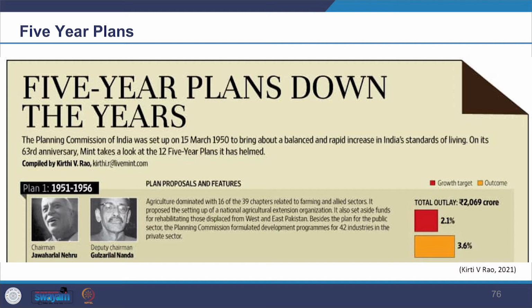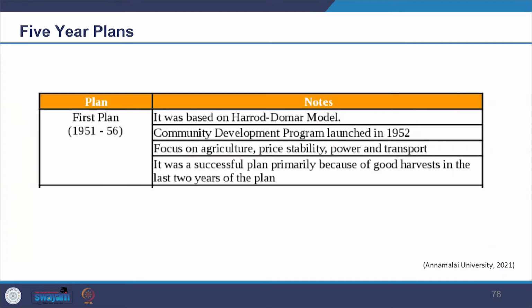The first 5-year period was from 1951 to 56, and the target growth was 2.1%, and the actual growth attained was 3.6%. The plan was a successful plan given favorable agriculture produce in 2 years of the plan. The plan was based on the Harrod-Domar model developed by Professor Harrod and Professor Domar. This model is based on Keynesian saving investment analysis.